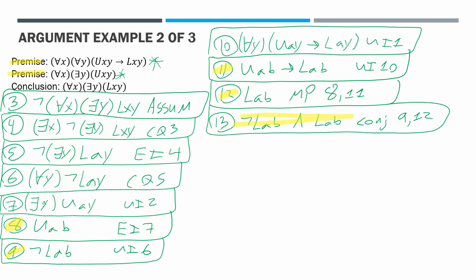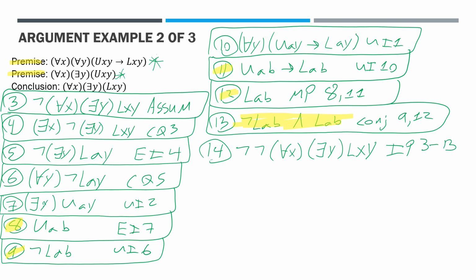We have a contradiction. Hence, outside of quarantine, the assumption must be incorrect, so it is not the case. That is not the case. For all x, there exists some y such that Lxy, by our indirect proof with lines 3 to 13, and then for line 15, it therefore follows, for all x, there exists some y such that Lxy by the double negation of line 14.